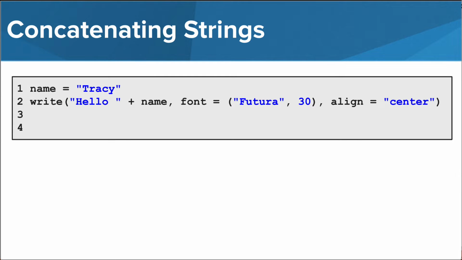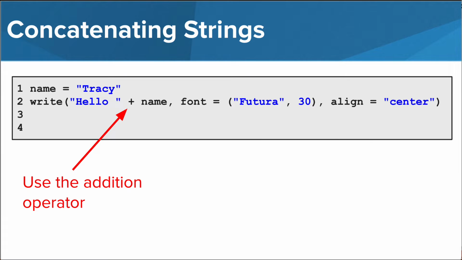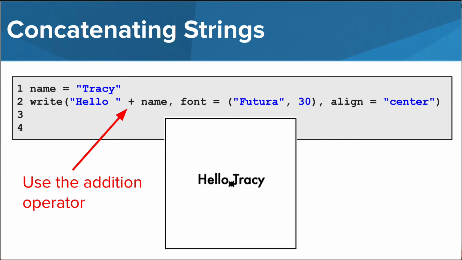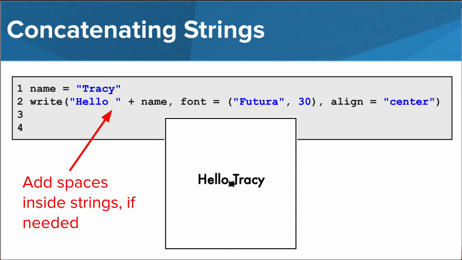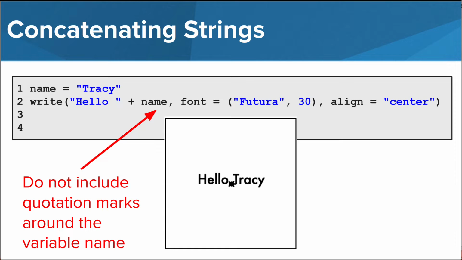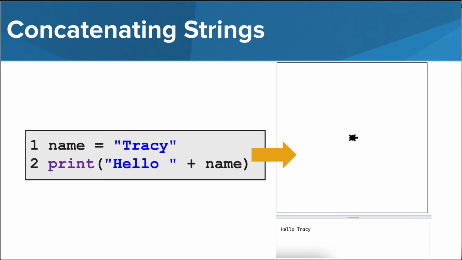To concatenate strings, we place a plus sign between the different items, and they will all be pieced together to form our final string. In this case, hello, Tracy. Note that we need to include a space after the string hello. If we do not, there will be no space between our string hello and our string Tracy. Also, remember, if we want to use the value of the variable, we do not include quotation marks around the variable name. We can use concatenation the same way with the write command or the print command.